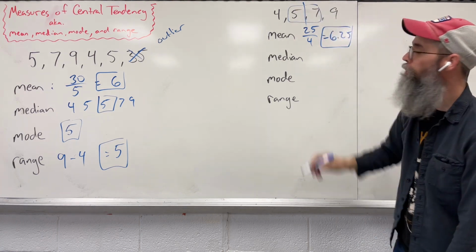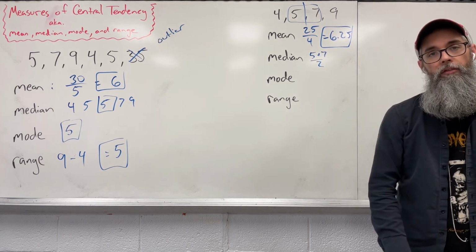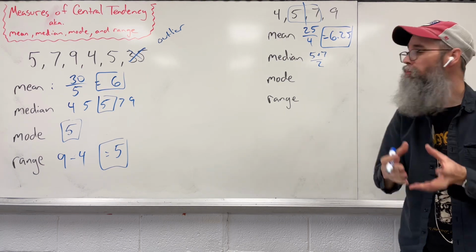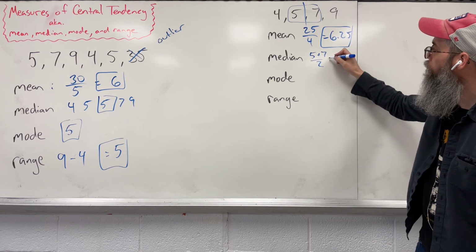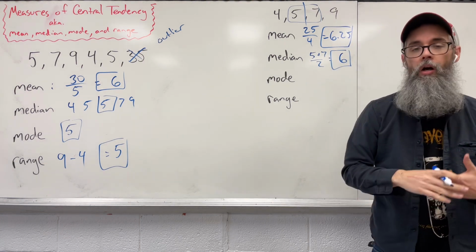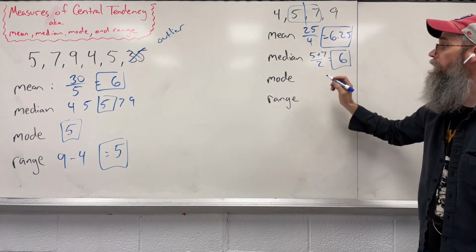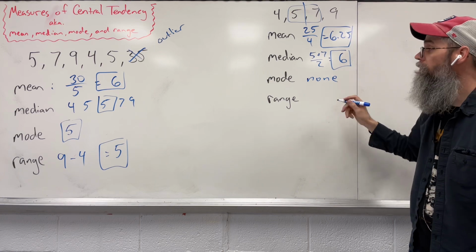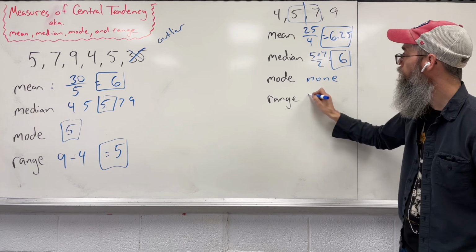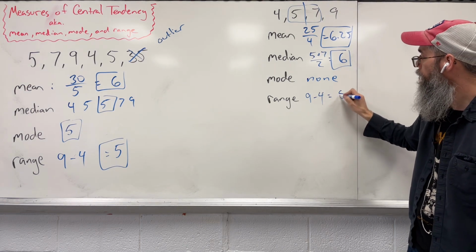I have to look at both of those and say 5 plus 7, let's divide it by 2. So I'm taking the average of my two center numbers, my two middle numbers, and we end up with 12 over 2, which is 6. My mode, my most repeated number, nothing gets repeated here. We don't have a mode, and that's okay. And then my range, same thing, high to low, 9 minus 4, leaving us with 5.